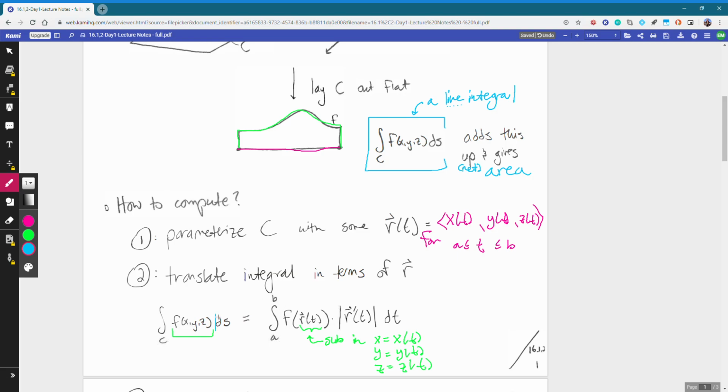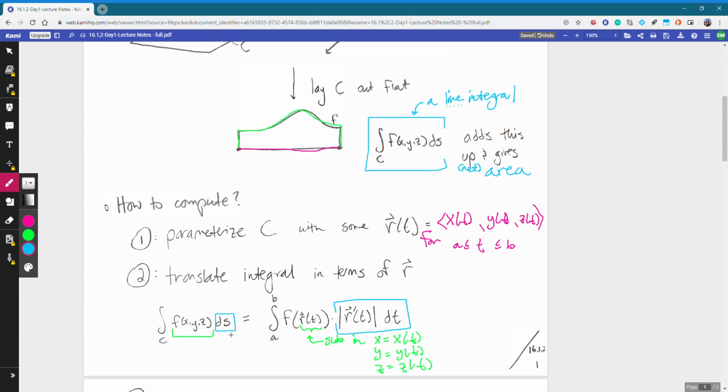Next, this ds at the end becomes this over here on the right. So we have dt, and then here it's the size of the derivative of our parameterization. And what this is doing is essentially capturing arc length, it turns out.